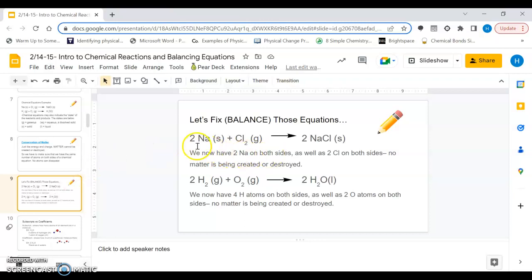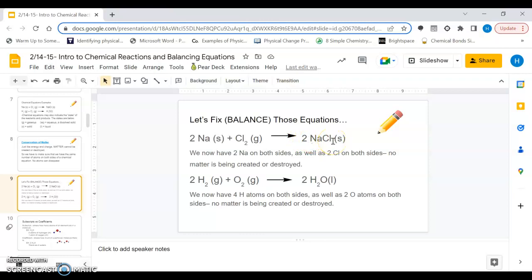So if we look at it, we've got a balanced equation here. I went ahead and put a 2 in front of Na and a 2 in front of NaCl. And now if we count, I have 2 sodiums, okay? I've got 2 chlorines. Those chlorines are connected to each other, but I have 2 of them. Now at the end, I have 2 of 1 Na plus 1 Cl. So I have 2 Nas, I have 2 Cls.